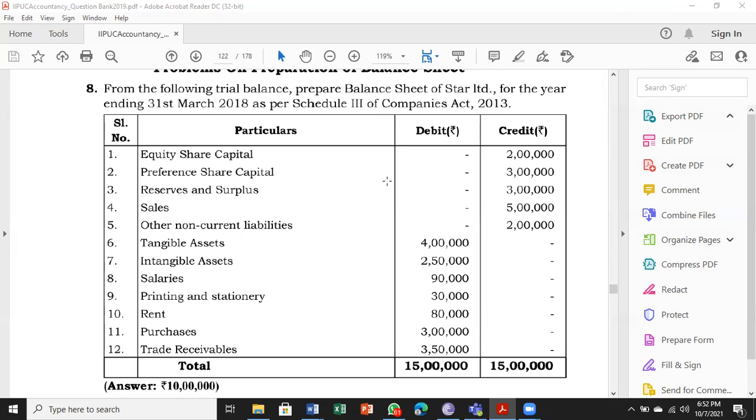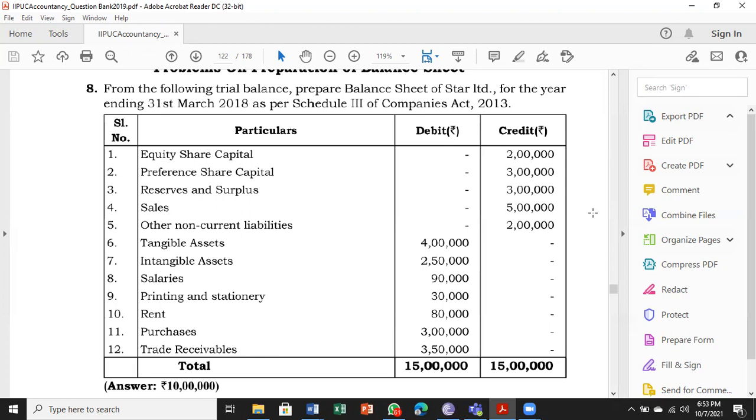Debit means here either assets or expenses. Debit is assets and expenses. Credit means liabilities and incomes. So that is the one. You have to remember this, or you can apply the rules of accounting.